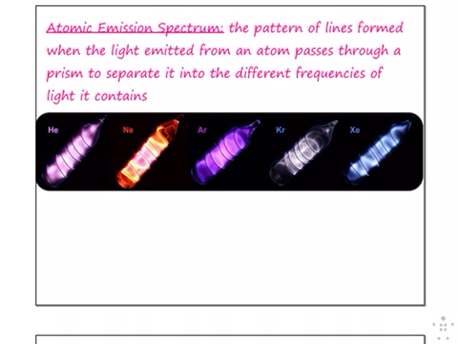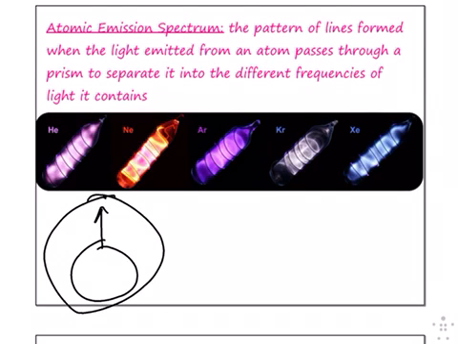The emission spectrum then is a pattern of lines formed when the light emitted from an atom passes through a prism to separate into the different frequencies of light it contains. Long story short, when an electron goes to an excited state and then falls back down, it releases that energy in the form of light or some other wavelength along that emission spectrum.